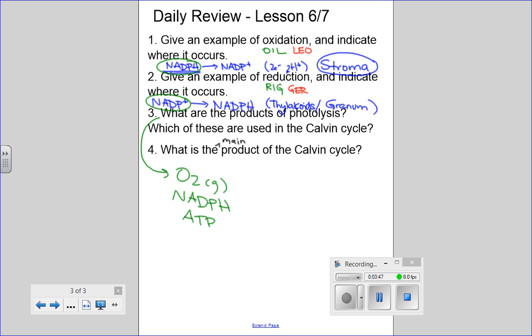Those are the products. Of those 3, these 2 are the ones that are used in the Calvin cycle, which is why they don't show up in the overall reaction for photosynthesis.